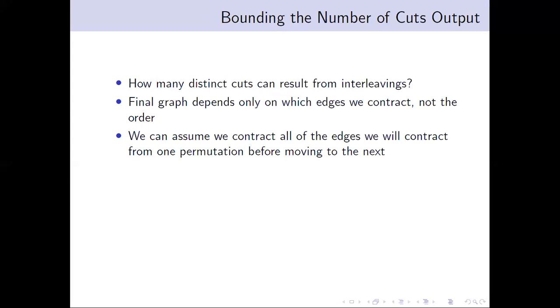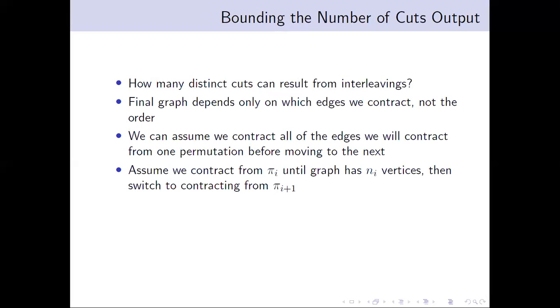And therefore, we can assume that we contract all of the edges that we're going to contract from pi i before we move on to pi i plus 1. So we can assume that we just start by contracting from pi 1. At some point, we move to pi 2, and so on. And the point at which we move on is when the graph has some number of vertices n_i. So choosing an interleaving is equivalent to just choosing these stopping points n_i.